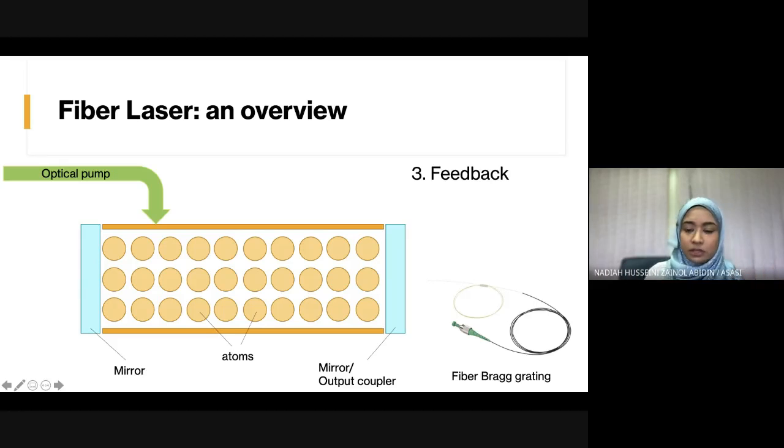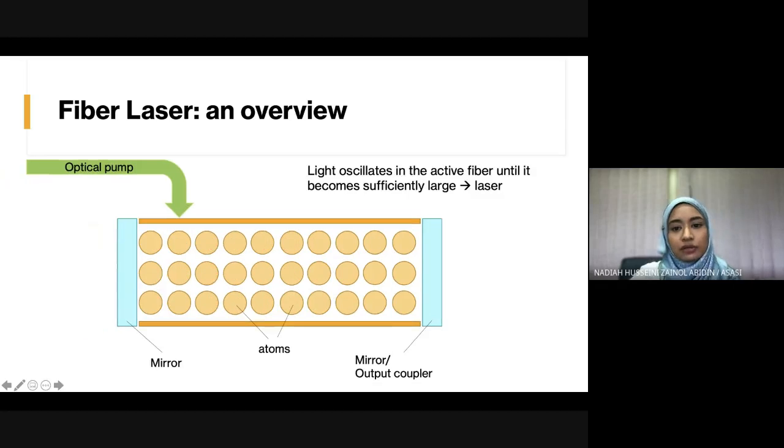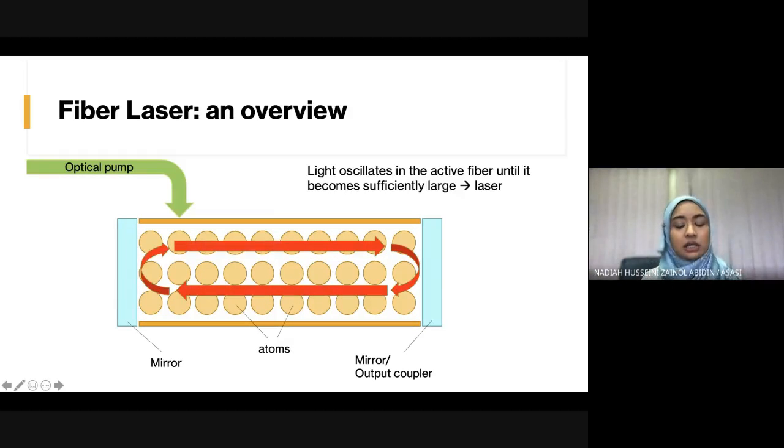So when you have this optical feedback, when your electrons release the emission, it gets to bounce back and forth, right? It hits the mirror, it bounces. It hits the other mirror, it bounces. So this process happens over and over again until an oscillation occurs in the optical fiber. The light oscillates over and over again in this optical fiber. It acquires the gain over and over again until it becomes sufficiently large and it becomes amplified light. So when this light is amplified sufficiently, it can become a laser.